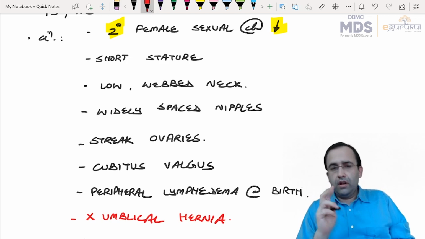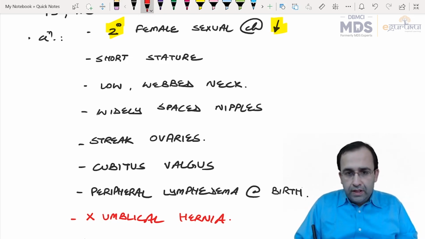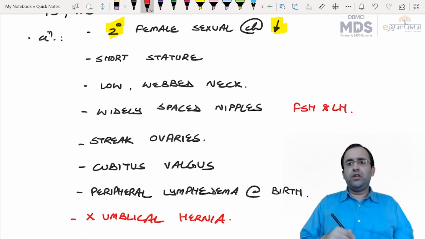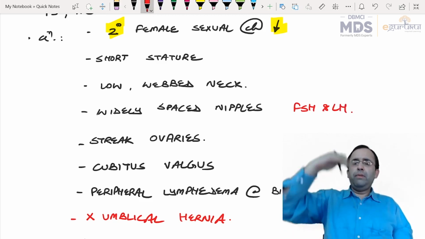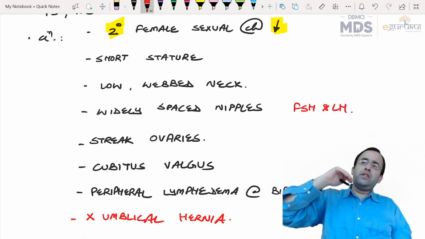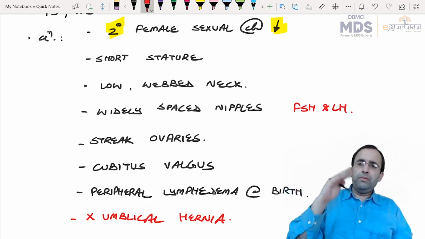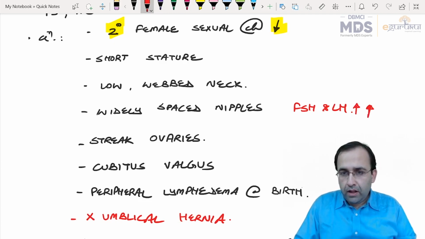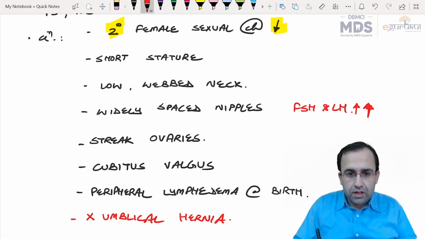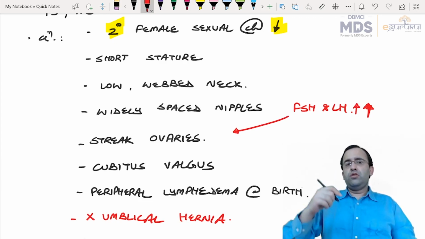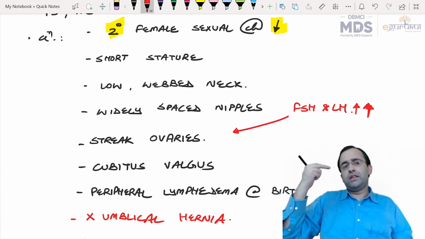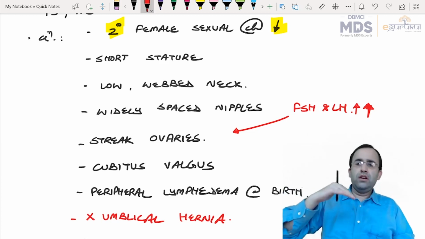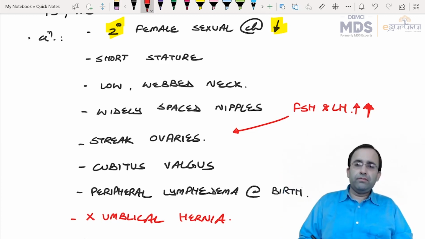Next point, FSH and LH in Turner's: low, normal, high? Think of it yourself. FSH and LH are high. Why? Because Turner's is associated with streak ovaries, so the hypothalamic pituitary axis is trying to stimulate the ovaries. So FSH and LH are high.